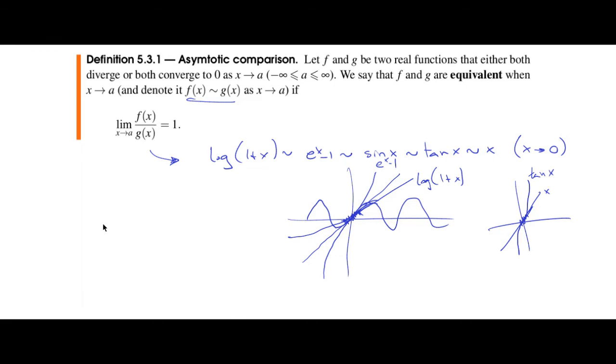And then finally we have that 1 minus the cosine of x is asymptotically equivalent to x squared over 2, again when x goes to 0, and that means, as I told you, that 1 minus the cosine looks like a parabola when it's very close to 0.